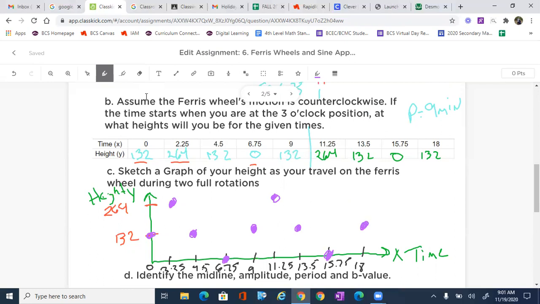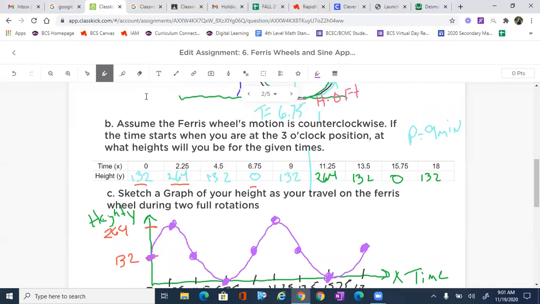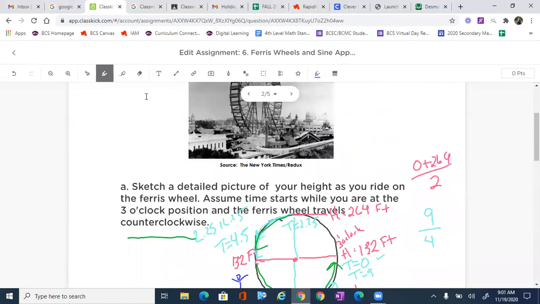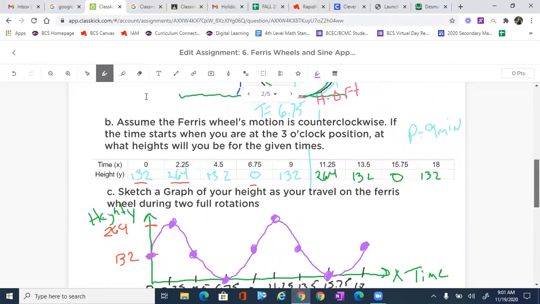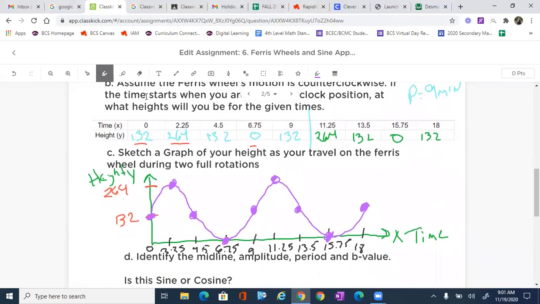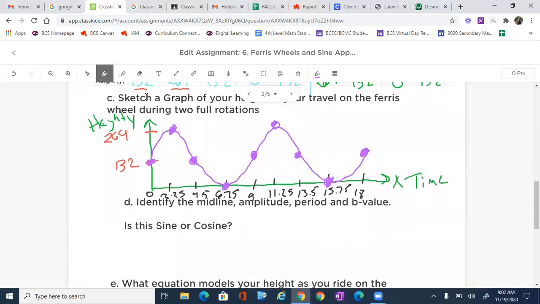And one thing we could do is, as we looked at previous circle information, our graph is curved. It's not straight. So we've got these nice curves that are coming along just like this. Okay. All right. Now, once we have that information, I'm going to ask you, okay, well, we've sketched the Ferris wheel. We've labeled our times based off of the quarters. We've set up a table, and now we've made a full graph. What I want to do is identify the midline, amplitude, period, and B value, and is this sine or cosine?